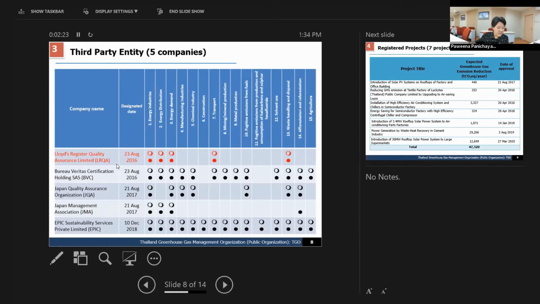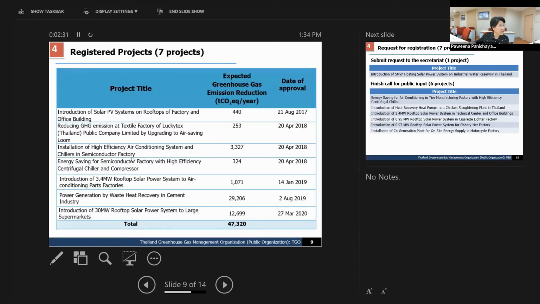For the registered projects, we have 7 projects that are already registered. The first one is the solar PV systems. The second one is the air jet room. The third one is the air conditioning system and the chiller in the semiconductor factory. The fourth project is the centrifugal chiller and air compressor in the semiconductor factory. Another one is the solar PV system and the power generation by waste heat recovery in cement factory. And the last one is the 30 megawatt rooftop solar power system for large supermarkets.